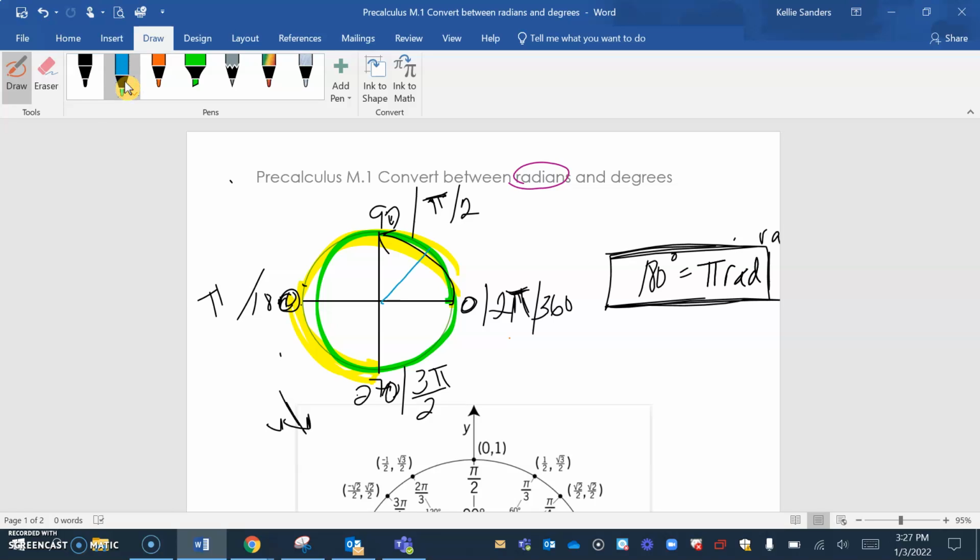Then if we do this at 45 degrees, well, 45 degrees is half of 90 degrees, and if 90 degrees is pi over 2, then 45 degrees is going to be half of pi over 2, or half of a half. And what's half of a half? Pi over 4. And then all this other stuff that we'll get to in a minute.